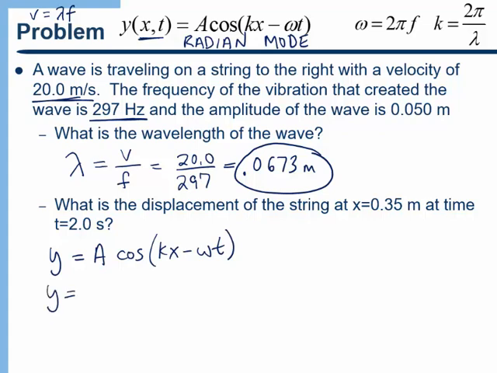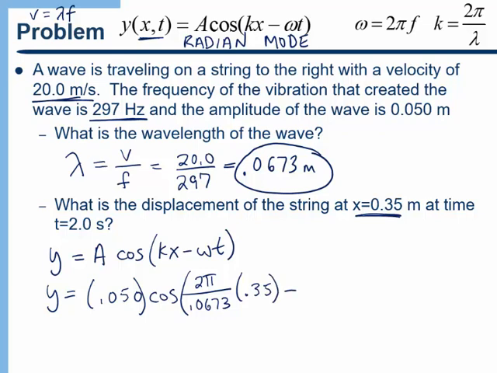Remember, A is the amplitude, so we were told that the amplitude was 0.050 meters. Then we've got the cosine of k. Remember, k is 2 pi over the wavelength, so 2 pi divided by 0.0673 times x. Now, x is the position along the string where we want to know the displacement, so that's given here, 0.35.